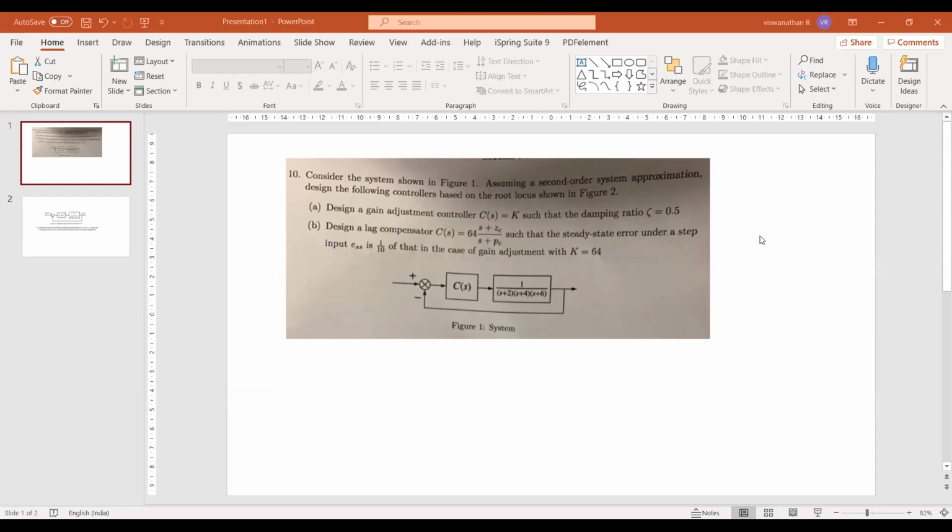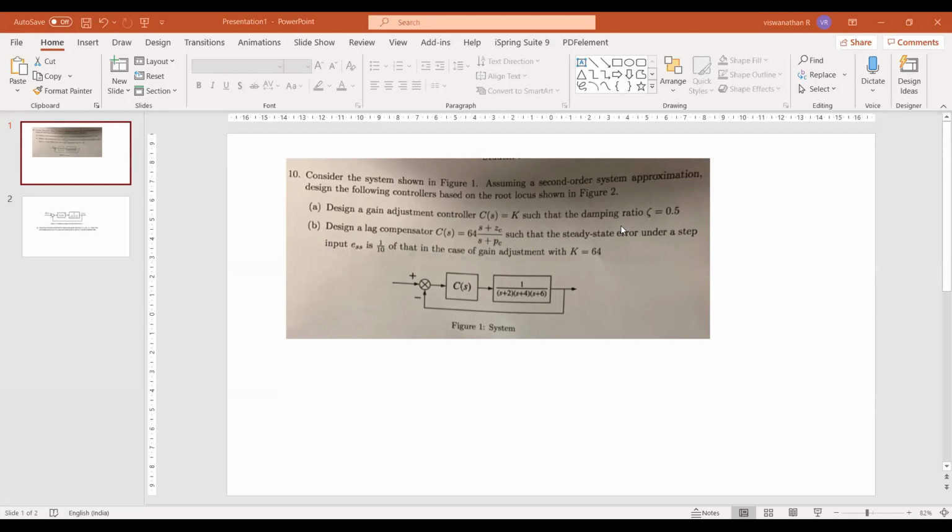We were discussing this second order system, and how a third order system can be approximated into a second order system. So let's take up an example of this.